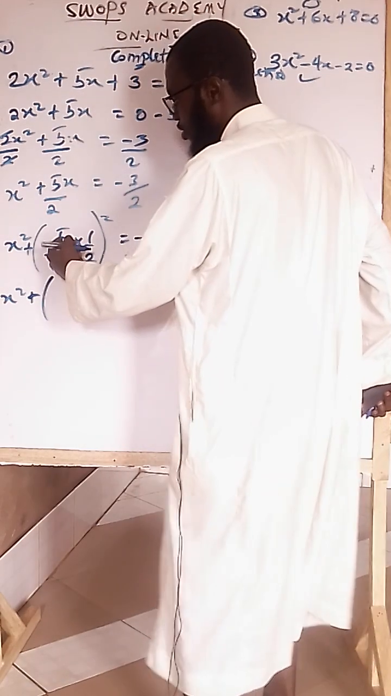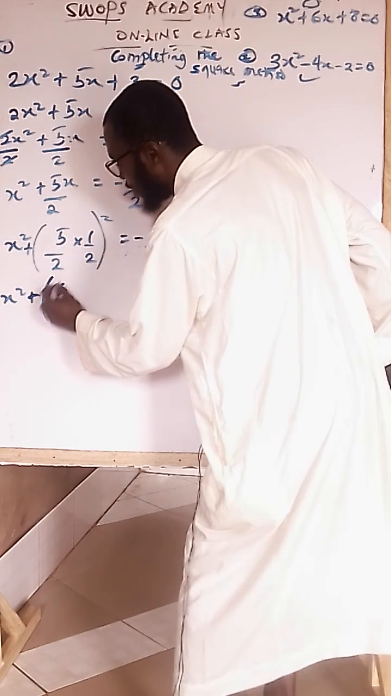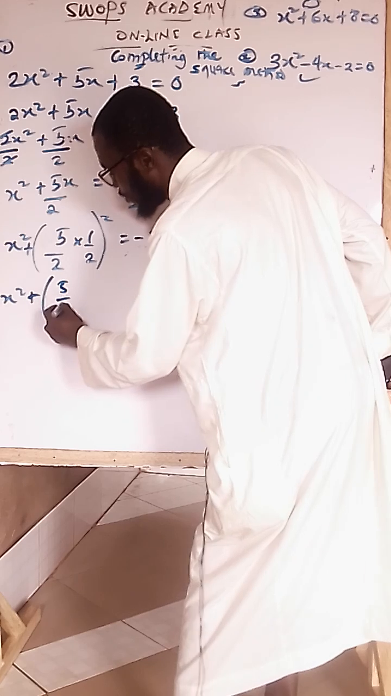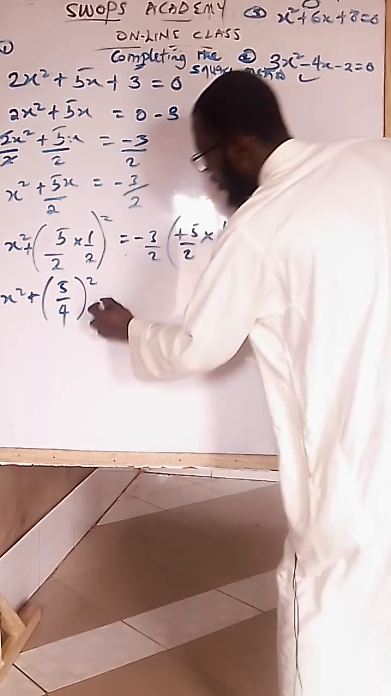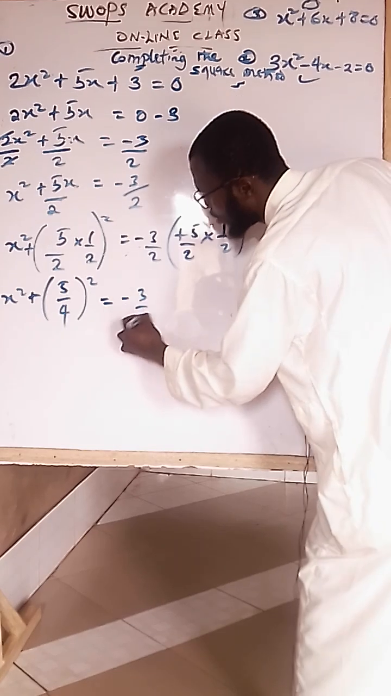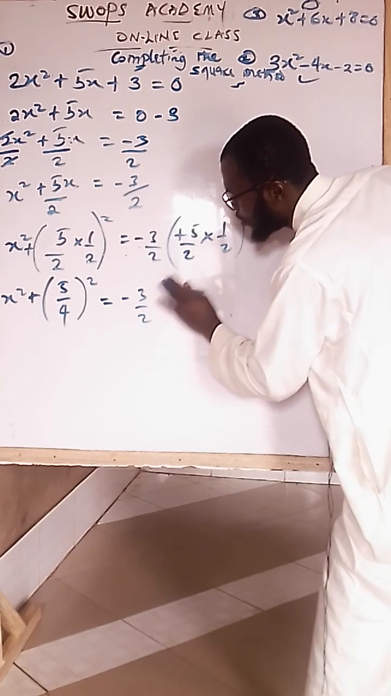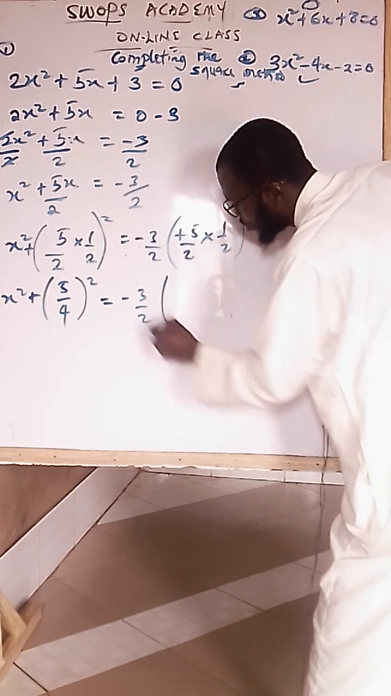Now, the next thing to do is 5 times 1 will give you what? 5. 2 times 2 will give you what? 4. Are we together? Then what are we left with? All in square. Then the same thing, 4 to this side, minus 3 all upon 2. You can put the plus outside. You can put it there. You can do it like this.